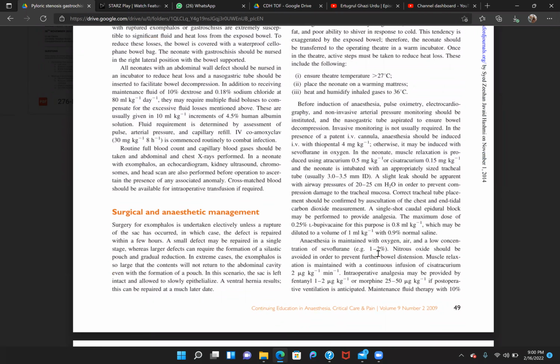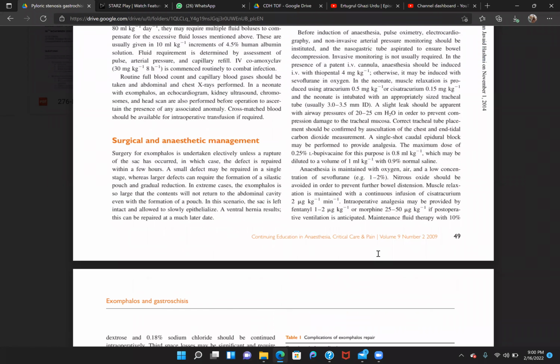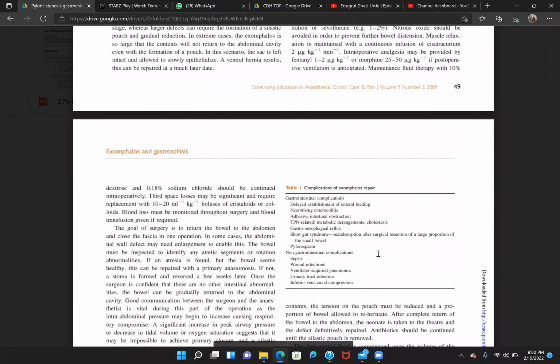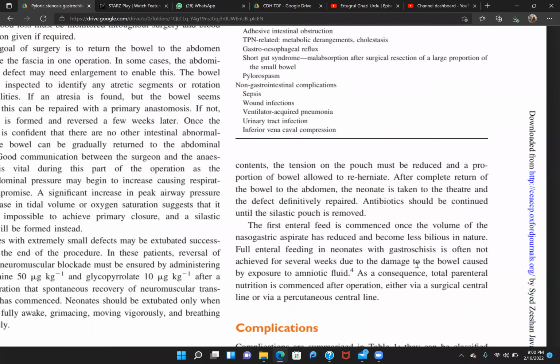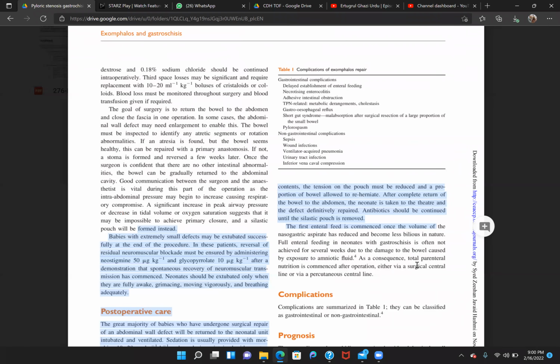I will try to read up or discuss with someone who is doing pediatric regional, and maybe I will be able to say a few words about it. These are not very important things. The main important things are dehydration, presence of other congenital anomalies, and the other problems we are facing.